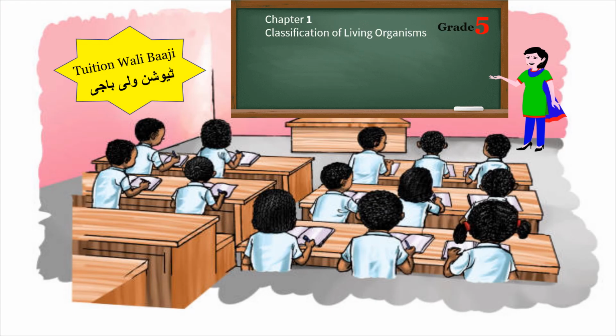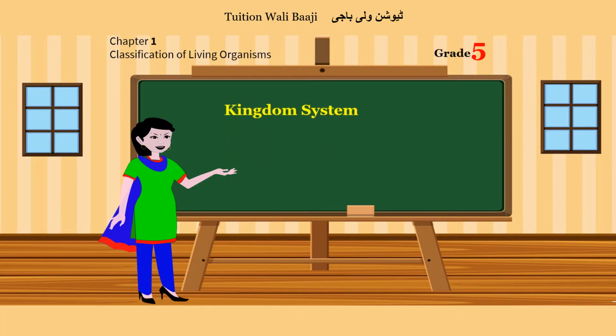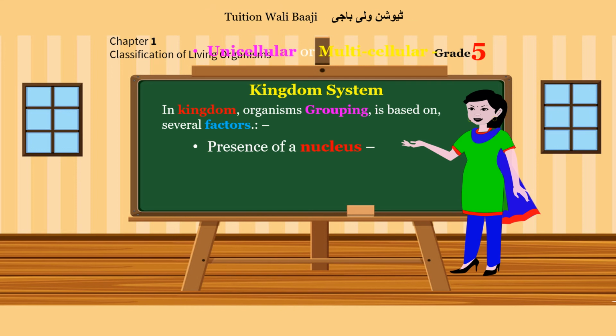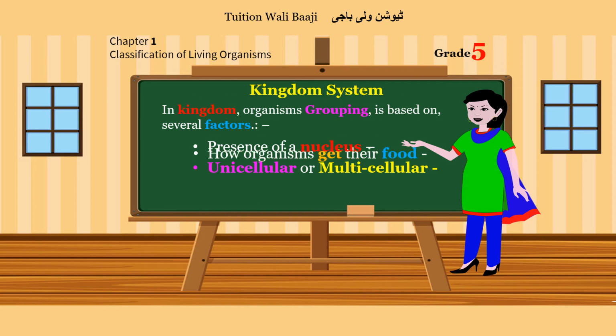Dear students, our next topic is the 5 Kingdom System. Kingdom. It is the largest group of living organisms. In kingdom, organisms are grouped based on several factors. Presence of a nucleus, unicellular or multicellular, and how organisms get their food.